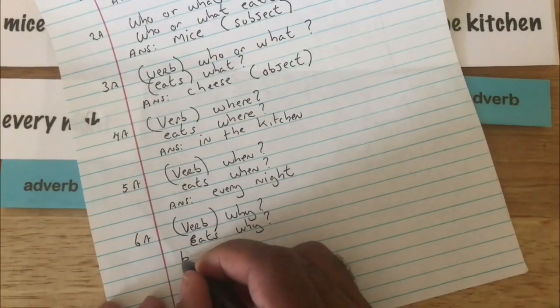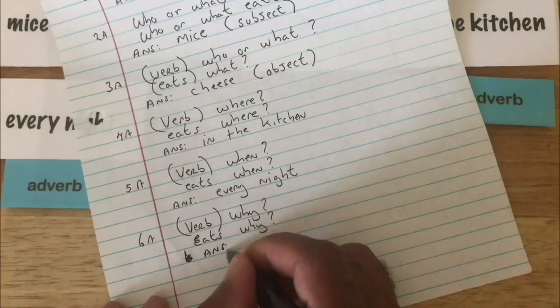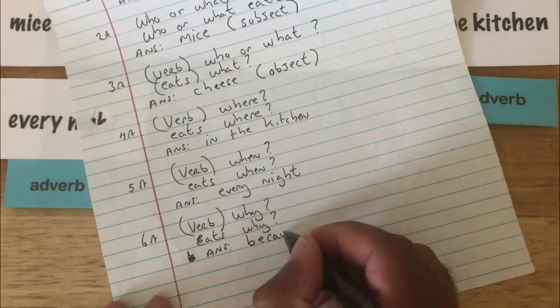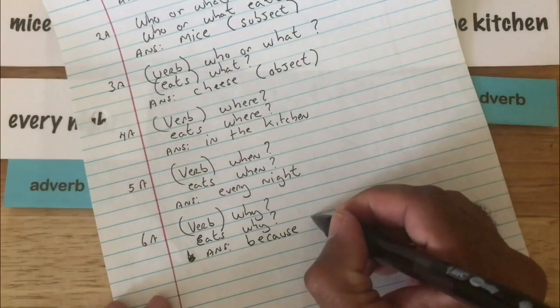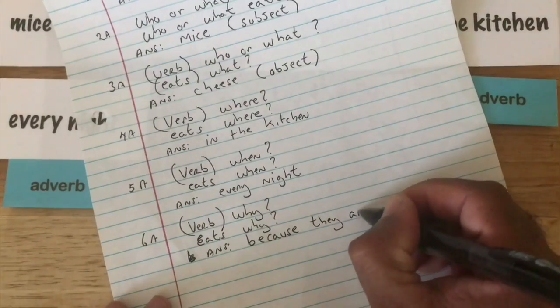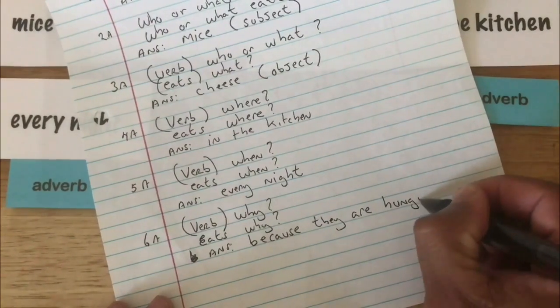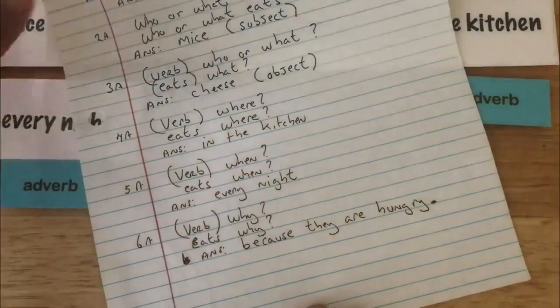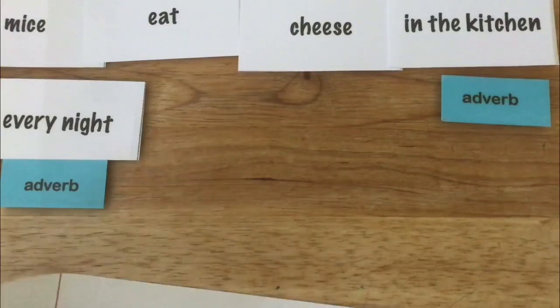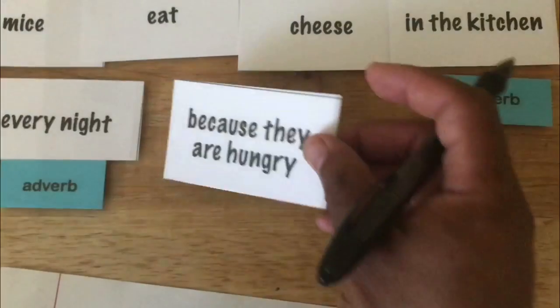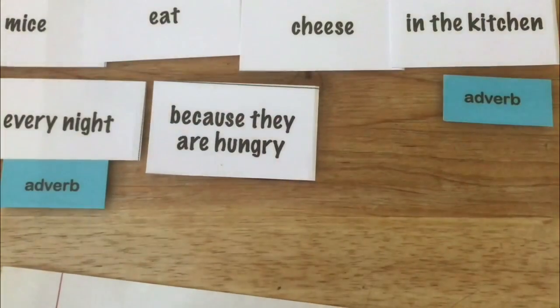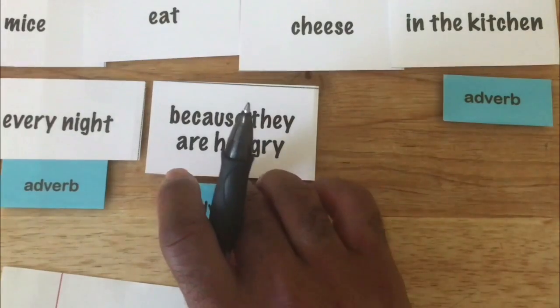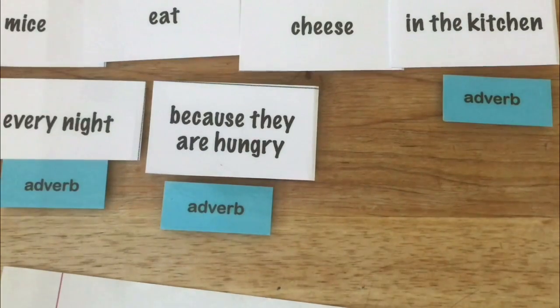So we'll say because, let me get the answer here. Answer, because they are hungry. I can't put a period there because it's not a sentence, right? That's why I caught myself there. Because they're hungry. So I'm going to write my card out. Mice eat cheese in the kitchen every night because they're hungry. Wow, look at my sentence grow. And again, because this answers why, verb why, it's going to be an adverb. We have adverbs all over the place here, okay? Because they're hungry.